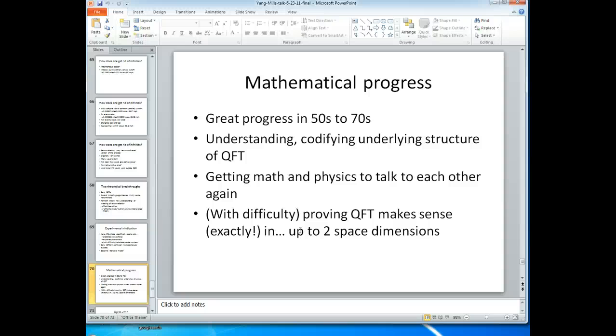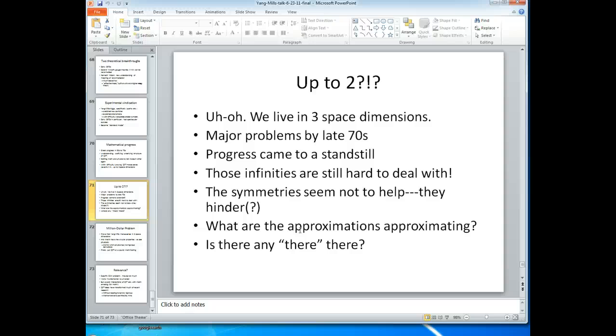Also in the 70s, with a lot of difficulty, mathematicians proved that quantum field theory makes sense, that it really exists and it satisfies the right properties, these wonderful axioms, and you can really do it exactly, although you can't necessarily calculate it. But you at least prove it exists in up to 2 space dimensions. Oops, that's a problem. We live in 3 space dimensions. So there were major problems in pushing the progress further into the world we really live in. Major problems by the late 1970s.